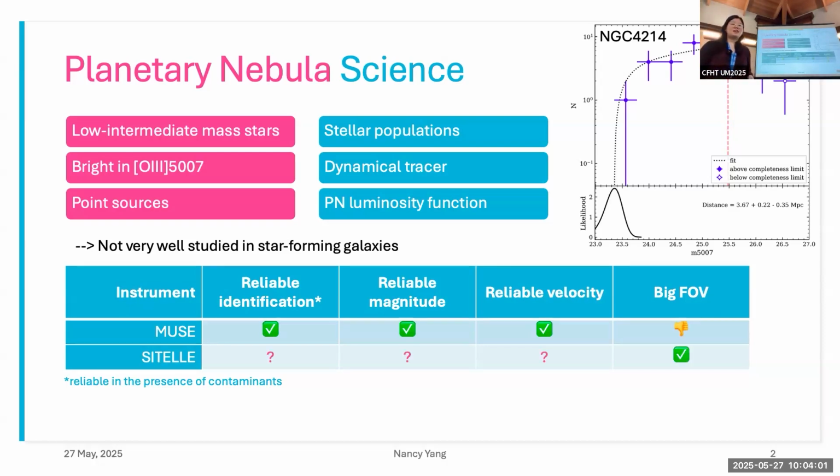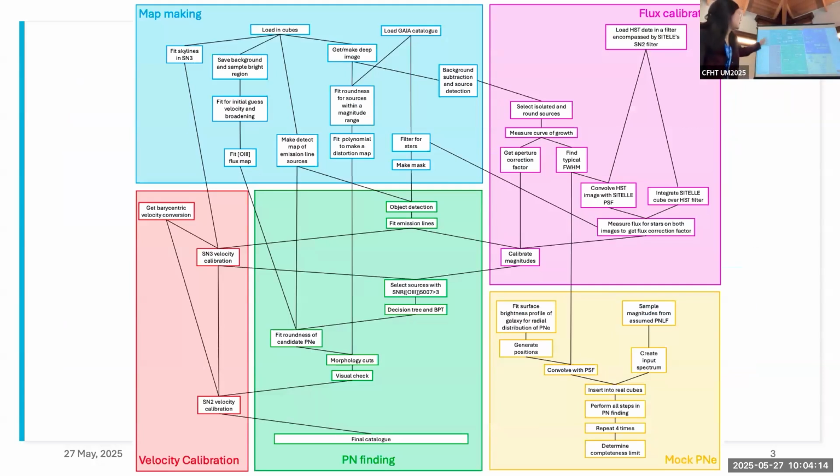So when I started the project, I already knew we had the big field of view sorted, so I just had to make sure everything else was also in place. And fortunately, we have SIGNALS data of about 40 star-forming galaxies. And this is the automated detection pipeline that I've been developing.